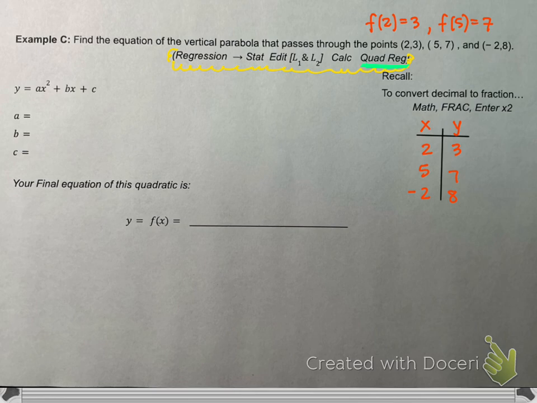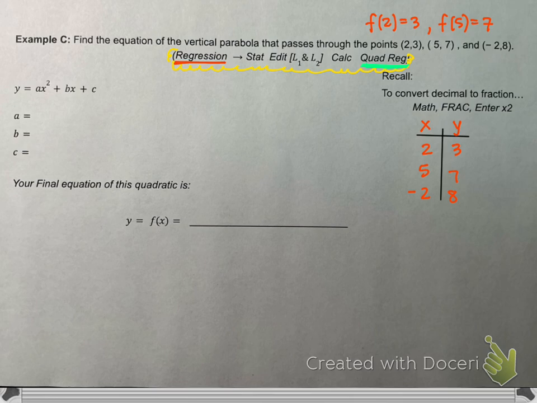Okay, so we're going to run a regression equation. We're going to go to the button stat on the calculator. Remember, second row stat. Then we're going to slide over and make sure we read it at the top. It's edit, calc, and tests. We're going to work in the edit for a second. So notice it says edit, hit enter. In L1, we're going to type our x values from the table. So 2, 5, and then -2. And then in our L2 column, we're going to type in 3, 7, and 8.